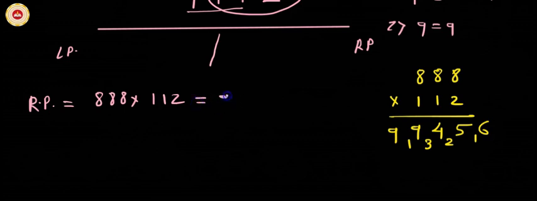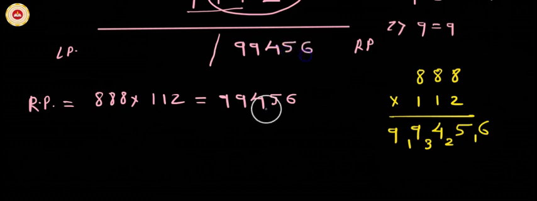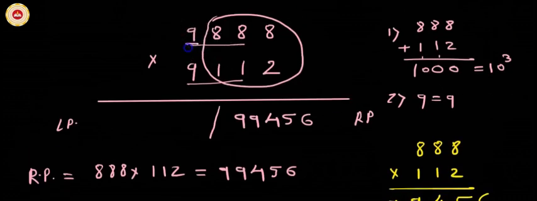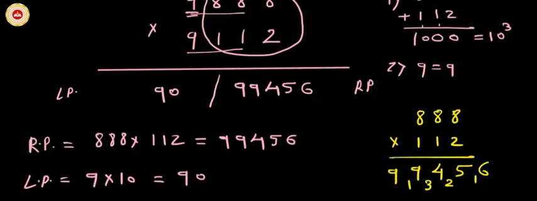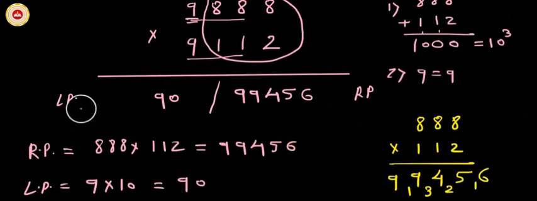Let us write 99,456. Okay, let us write here also 99,456. Now let us calculate left part. Multiply identical digit with its ekadhik. What is identical digit? 9. What is ekadhik of 9? 10. So 9 tens are 90. 90 is left part. So friends, we have calculated both of these parts, right part and left part.